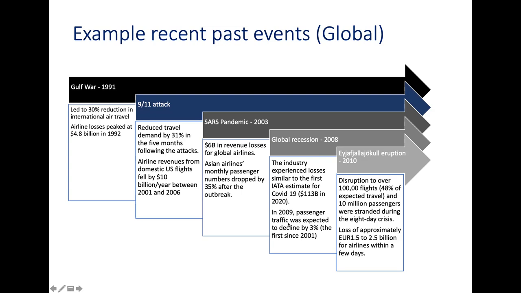And that was about the figure the recession caused. In 2009, passenger traffic was expected to decline by 3%. So it was the first reduction in passenger numbers for a long period of time. So again, you could say that was a chronic event. It happened over a period of months, loss of confidence, and then banks started to fail.